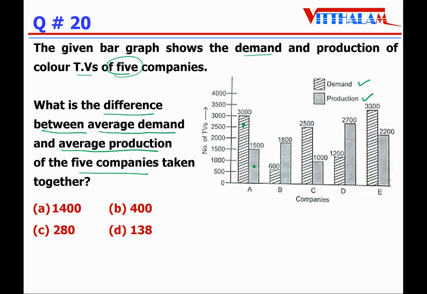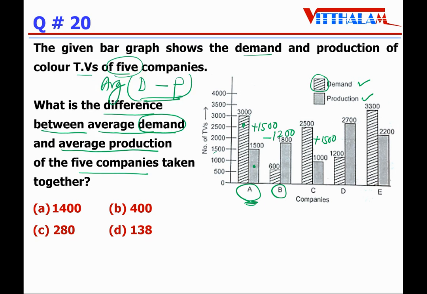Okay, we will do a little bit different, smarter way. Rather than doing all these things, we just find the difference for each company. What we have to find out is average demand minus production. So for company A, demand is 3000 minus 1500, so it is plus 1500. For company B, 600 minus 1800, so it is minus 1200. For company C, 2500 minus 1000, plus 1500. For company D, 1200 minus 2700.